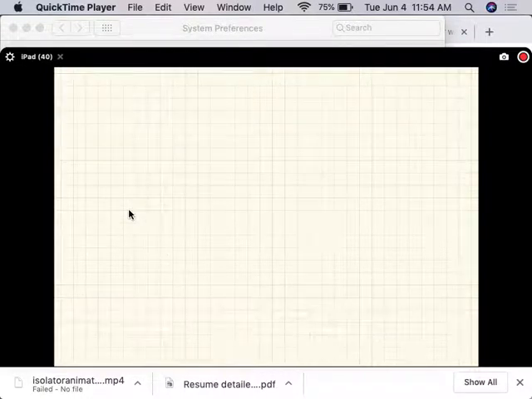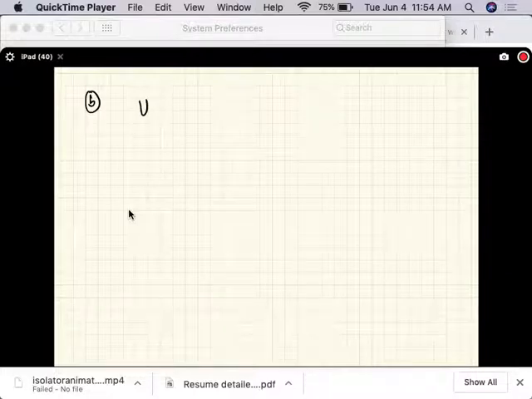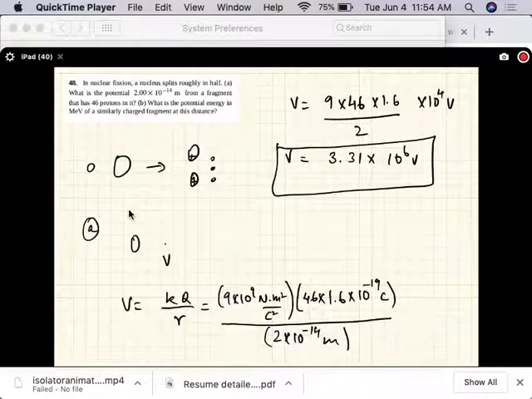All right, so let's do the potential energy, part B. The potential energy of 2 fragments. So here are the 2 fragments. They're both positively charged, 46 E, 46. Is it 46 or 48? 46.